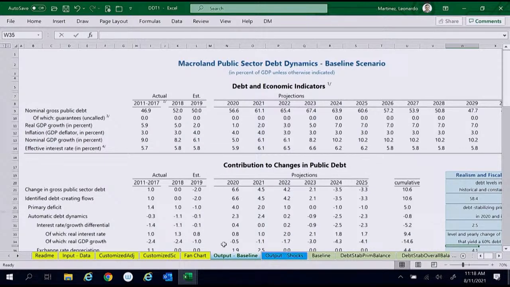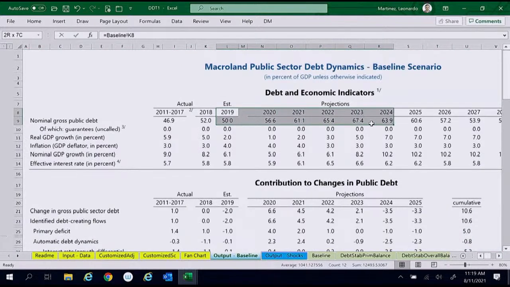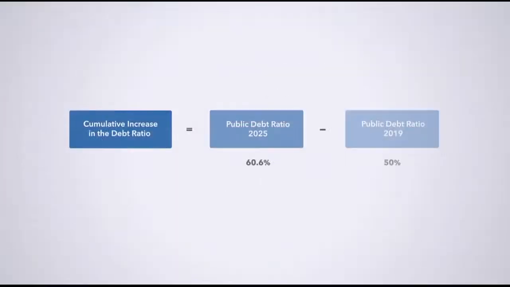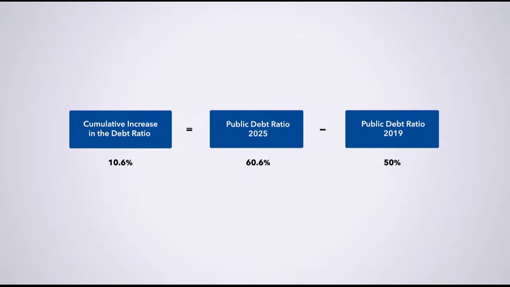First, note in the top table that the public debt ratio is projected to increase from 50% of GDP in 2019 to 60.6% of GDP in 2025. This implies a cumulative increase in the debt ratio of 10.6% of GDP. What explains this debt increase?